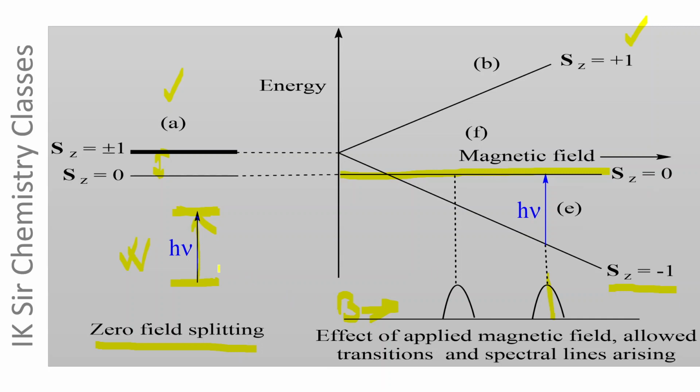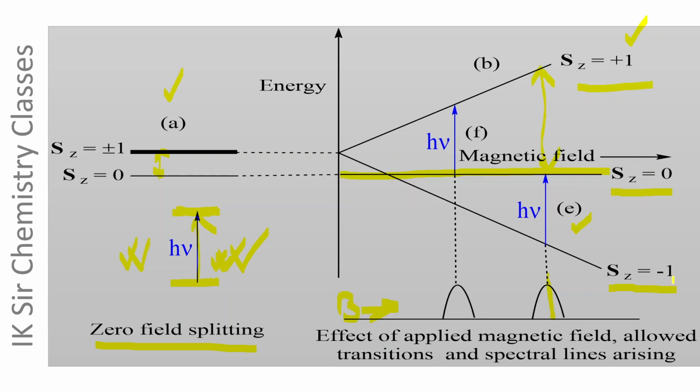But by using this amount of energy of microwave radiation, the transition from Sz equals 0 to Sz equals +1 is not possible at this applied magnetic field, because here the energy required for transition is greater than the energy of microwave radiation. Therefore the transition from Sz equals 0 to Sz equals +1 is possible at lower magnetic field. Here it is possible by absorbing this amount of energy of microwave radiation.